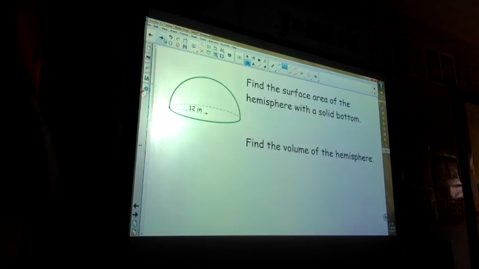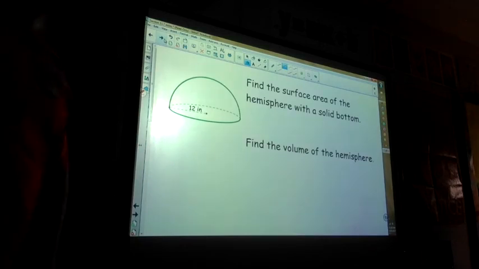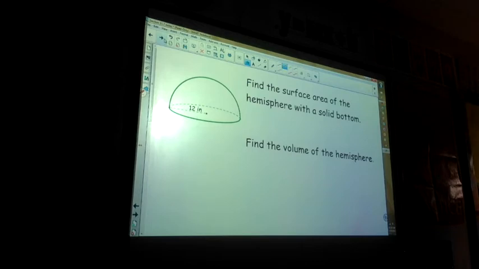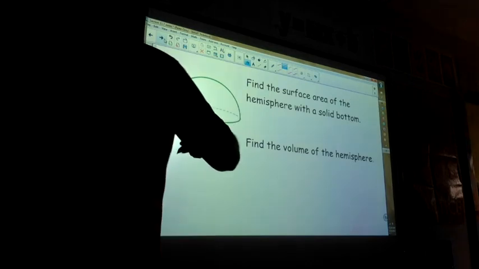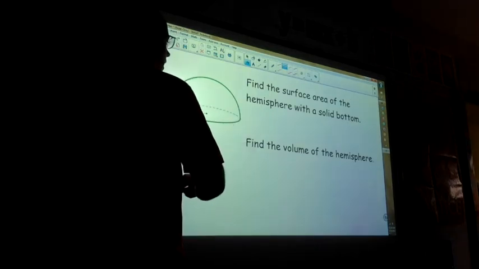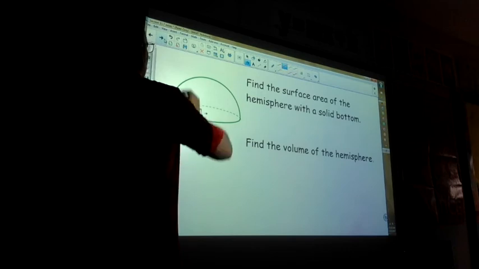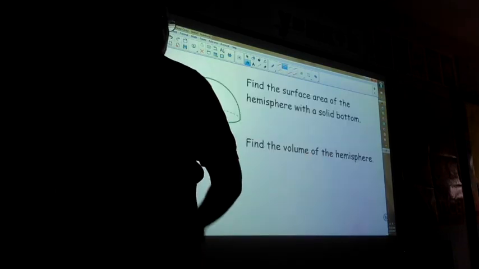All right. Find the surface area of the hemisphere with a solid bottom. No, I'm sorry, I shouldn't have gone there. All right, and then find the volume. All right, so what more have we got? Let's see. Oh, that's it, huh?